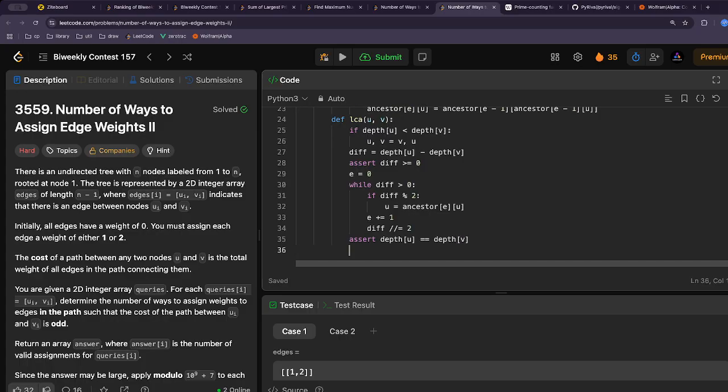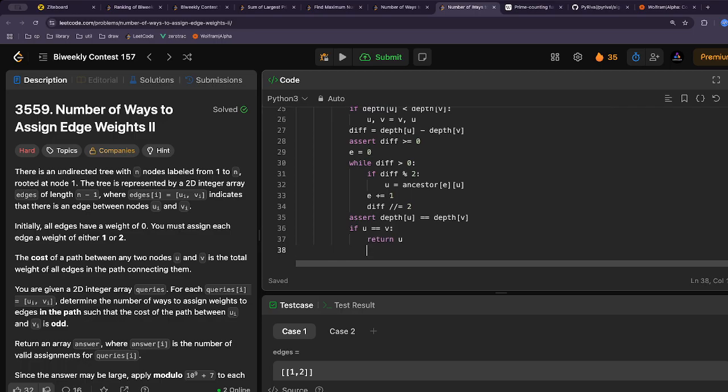So now there's a special case, right? Maybe this is already the LCA, right? If B was the LCA, then now they are the same, and you return that, right? So that is one option.